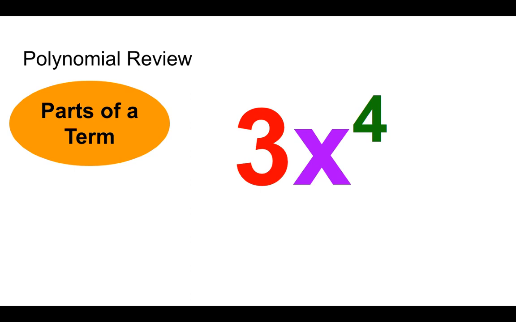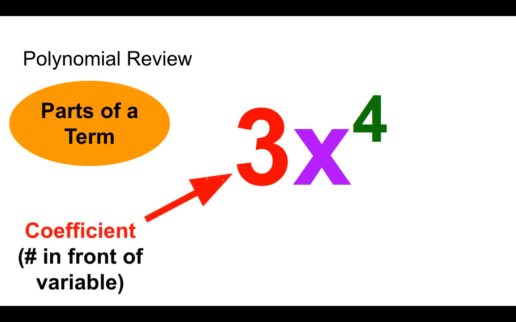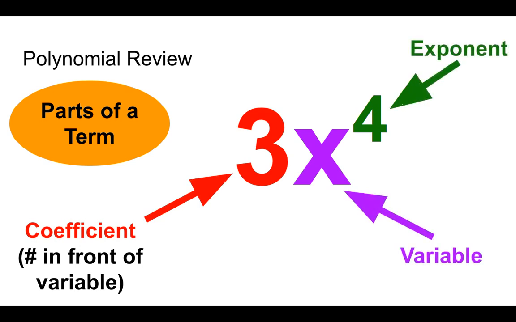We're going to look at the parts of a term. The number in front of the variable is called the coefficient. The variable is the x. And the 4 up top is our exponent. And remember, we talked about that when we did first parentheses, then exponents in our dance where we punched up to the ceiling.